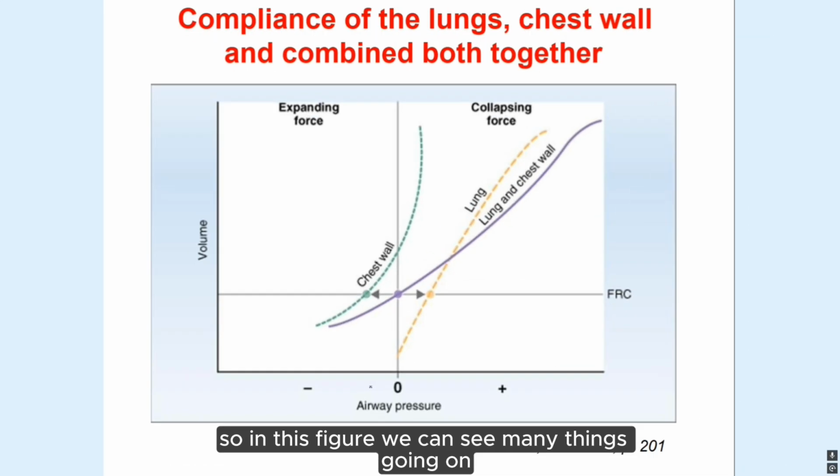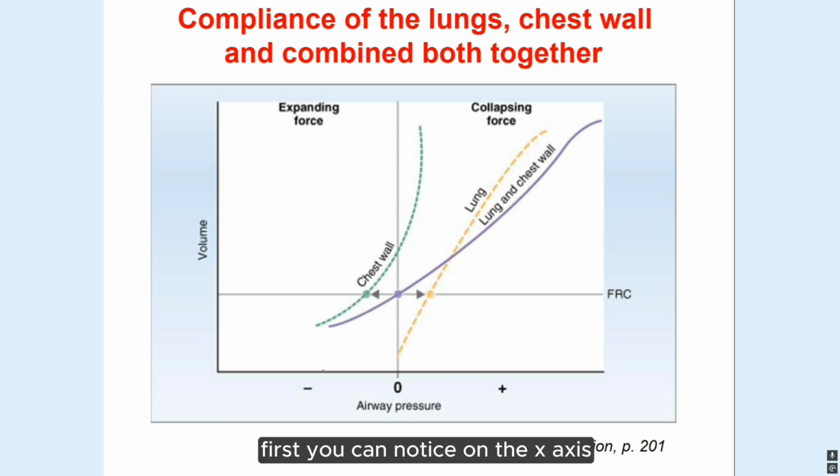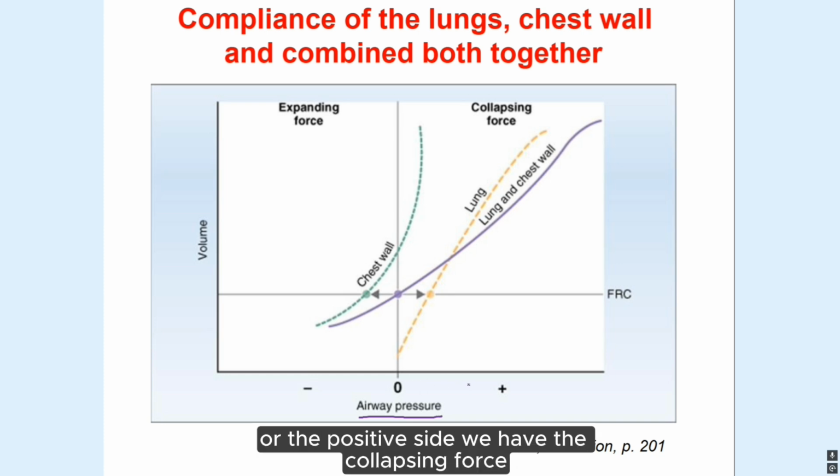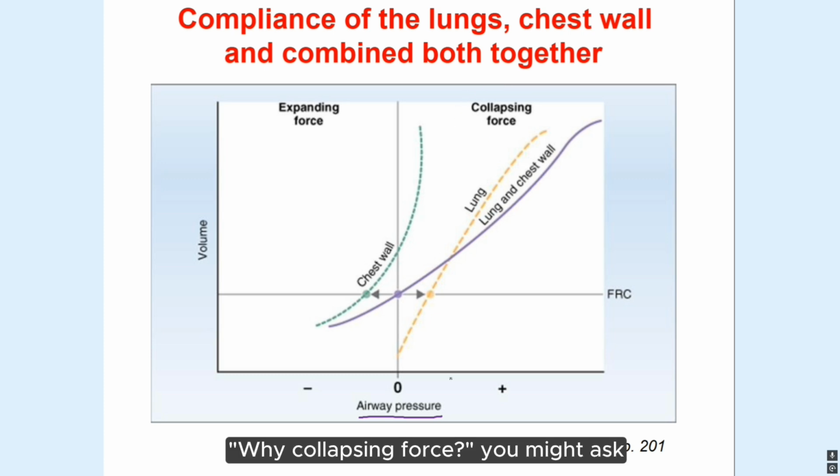So in this figure, we can see many things going on. So let's divide it into parts to make it easier. First, you can notice on the x-axis, we have the airway pressure, okay? On the right side or the positive side, we have the collapsing force. Why collapsing force, you might ask?